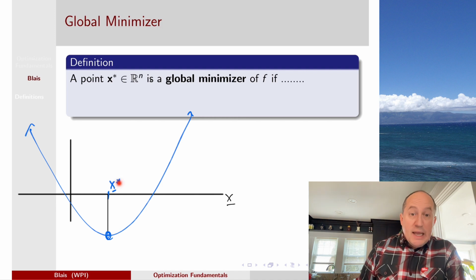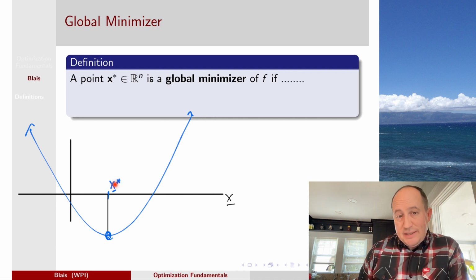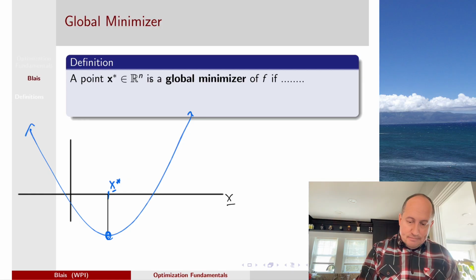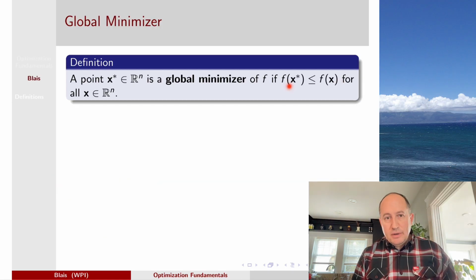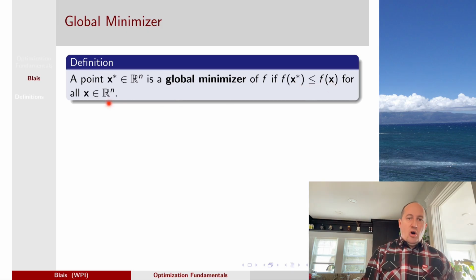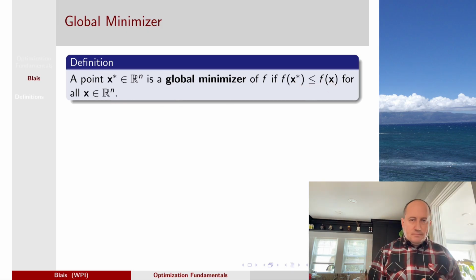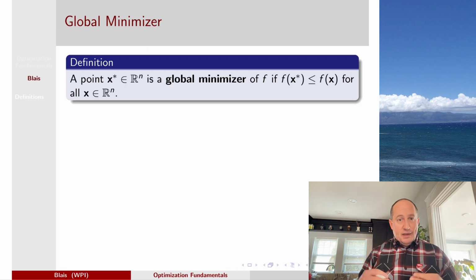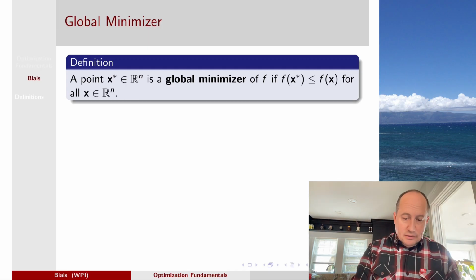So f of this x star is going to be less than or equal to f of x for any other x in the domain. And we see that's what we have here. So our x star is a global minimizer if f of x star is less than or equal to f of x for all x in Rn. That's generally our goal in optimization, is to find a global minimizer.